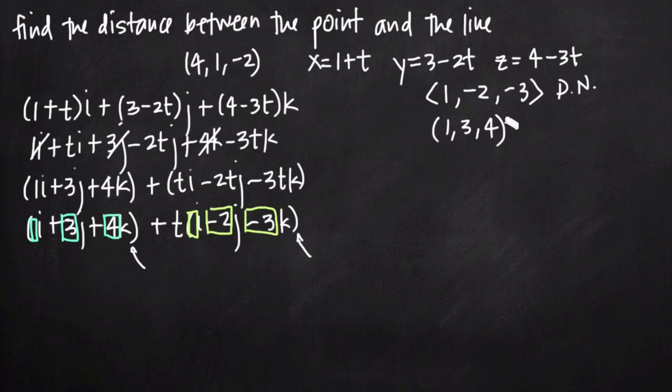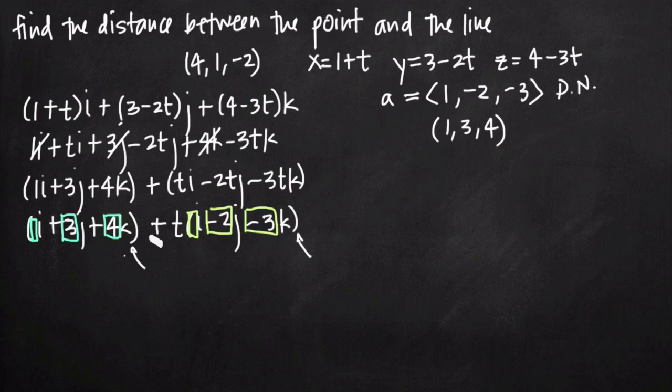All we need now is a vector that represents the distance between this coordinate point and this point which lies on the line. Remember, we're looking for the distance between the point and the line. This is our point. This is a point on the line. So if we get a vector that represents these two, that's going to get us closer to finding the distance between the point and the line. So first of all, let's call this vector right here vector A.